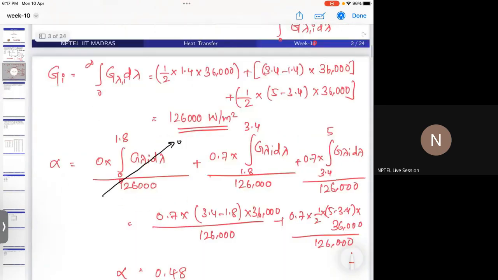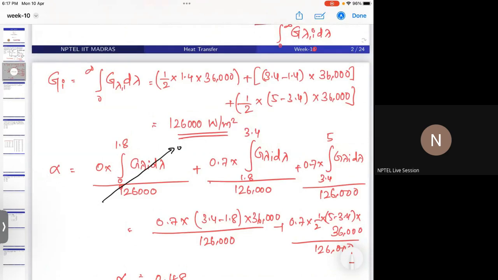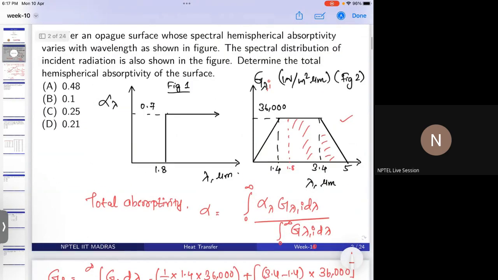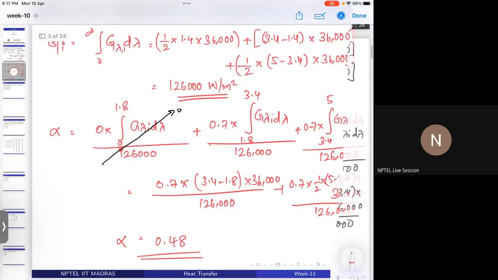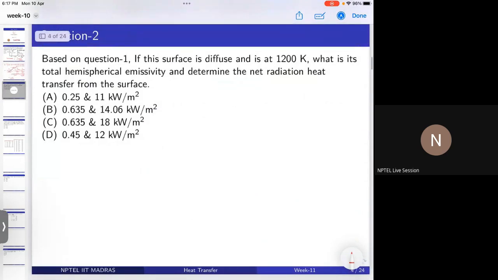So I hope that if you are given any profile like this, it need not be this one, it can be a different profile, like say from 1.8 to some 3.8 it is 0.7, then after that it is 0.8, like that. So you have to divide this region accordingly and find out the total absorption. So let's move on to the next question.